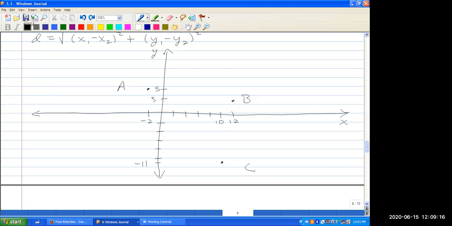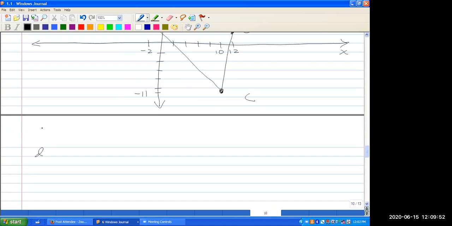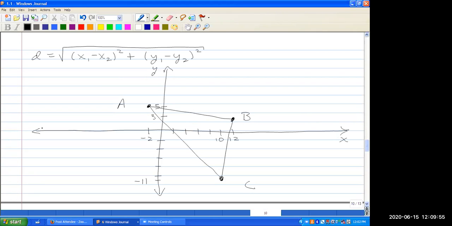Okay, let me try to rotate and see if I can do it better this way. There. Okay, so somehow you want to see, is this a right triangle? Not 100% obvious from the drawing. Maybe I should actually label these points. So B was 12, 3, C was 10, negative 11, A was negative 2, 5.